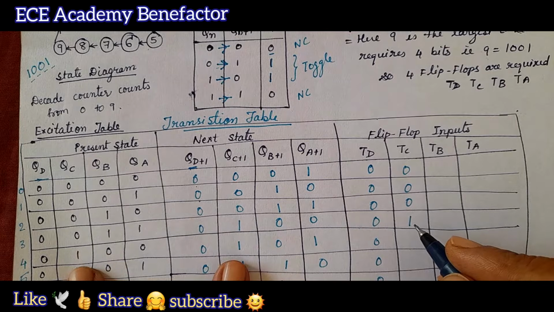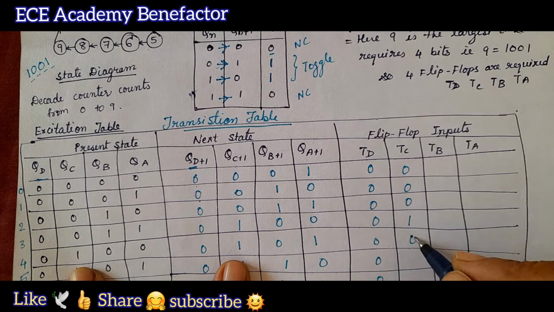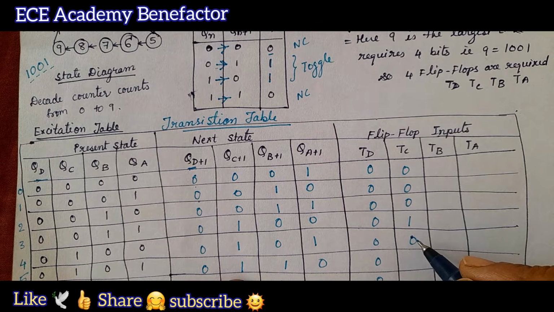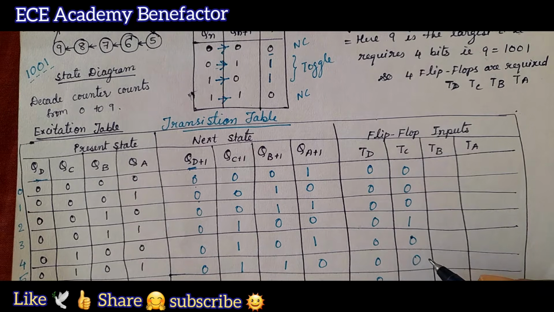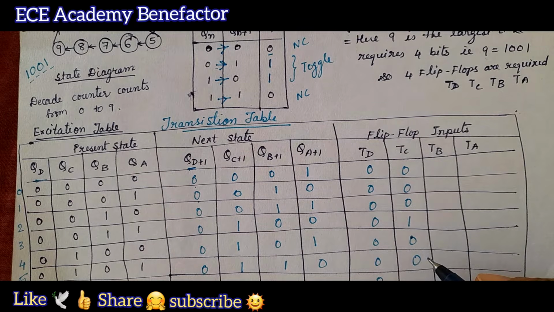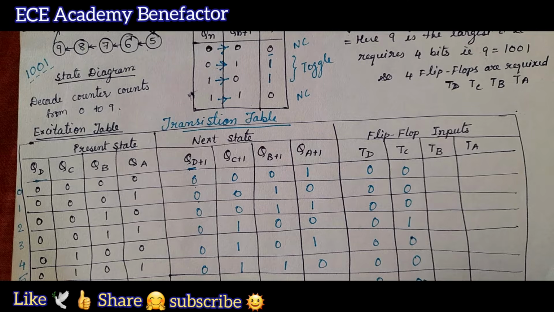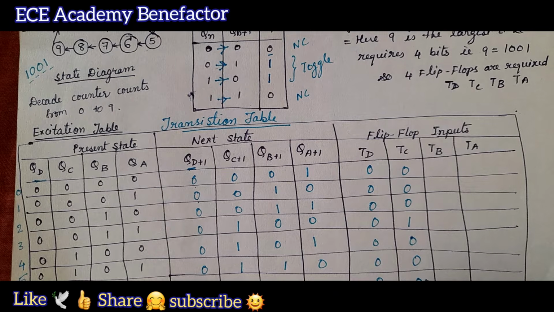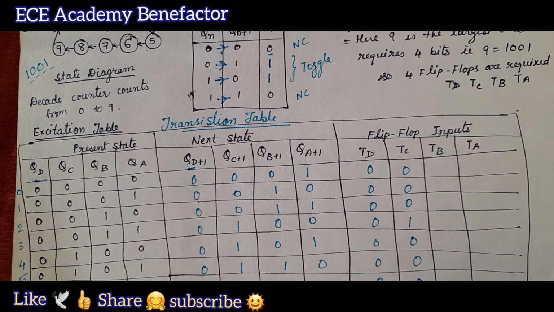This is 1, this is 1, no change, so 0. This is 1 and again 0. 1, 1, no change, so 0. Whenever there is change, only that time we need to put 1.